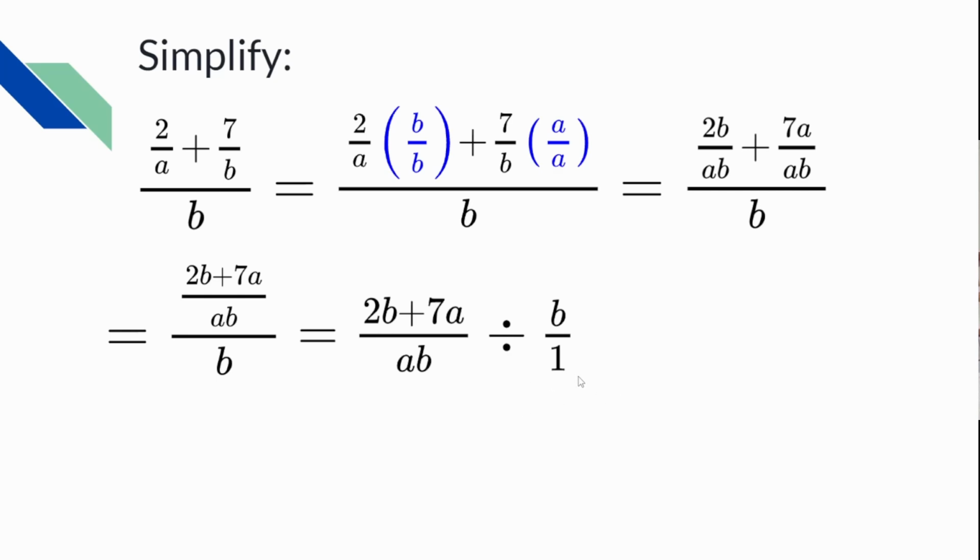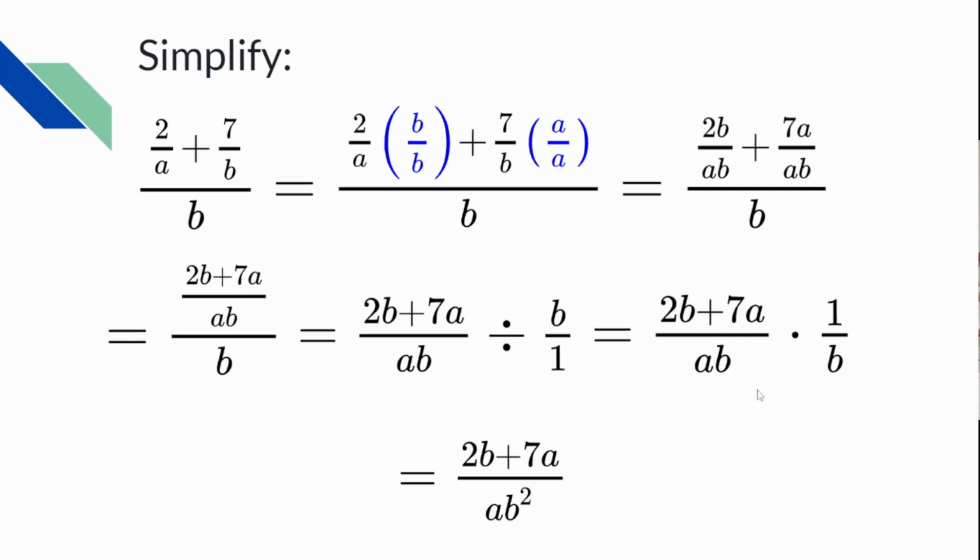When we divide these, what we can do is multiply by the reciprocal of this fraction here. So we get 2b plus 7a over ab times 1 over b. When we multiply those fractions together, we get 2b plus 7a over ab squared. So that's our final answer.